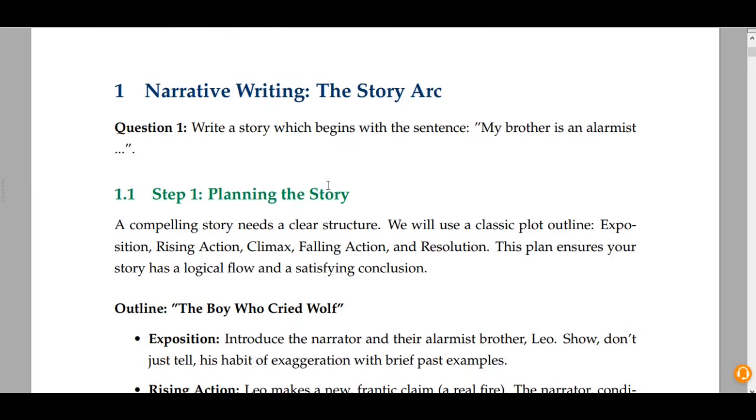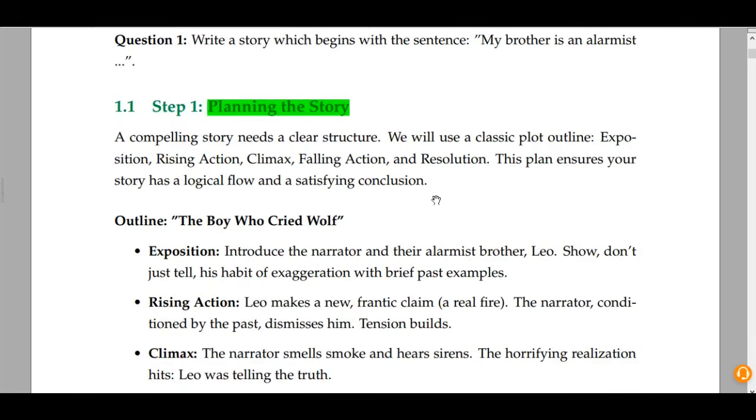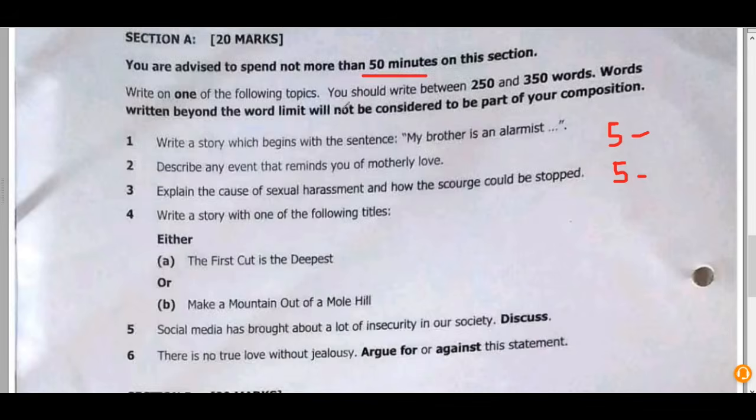You get down on a piece of paper somewhere, and then you're going to do the planning. You're going to plan the story. Okay, so before you write anything, first of all, you're going to plan or write an outline. So what does it mean to plan the story? You make up a script in your head of what the story is going to be about. My brother is an alarmist. What could be? You just make up a funny story or any story in your head. It could be a serious story, not so serious story, but just a story that will kind of make sense.